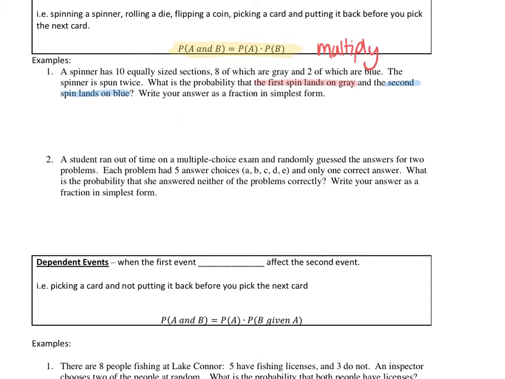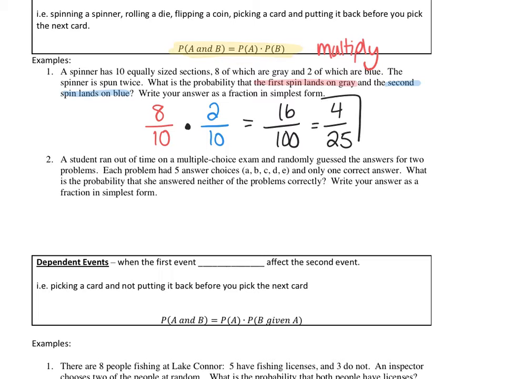So in red, let's calculate what the probability would be for landing on gray. How many of the slices are gray? 8 of the slices are gray out of 10 total slices. And then remember, when they're independent, we're going to multiply them. So we're going to times that by, for the second spin, how many of the sections are blue? 2 of the sections are blue out of, again, 10 total sections of the spinner. So there's my second fraction. And then we're just going to multiply them. So 8 times 2 is 16. 10 times 10 is 100. And if you divide those both by 4, you should get 4 over 25.